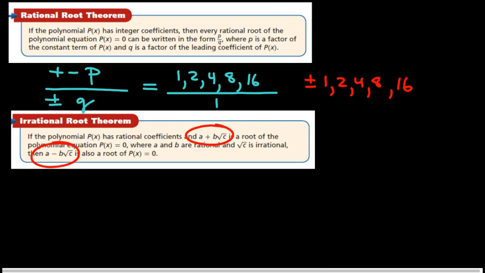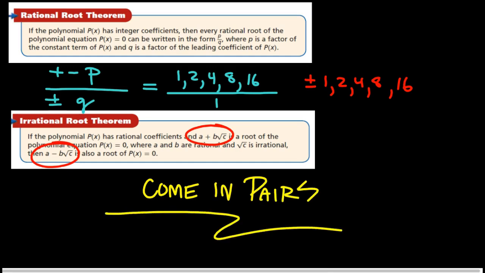Because how do you get an irrational root? You get it from the quadratic formula or square rooting both sides, which has a plus or minus element to it. So irrational roots come in pairs. Okay? All right, I'm going to stop there for today.